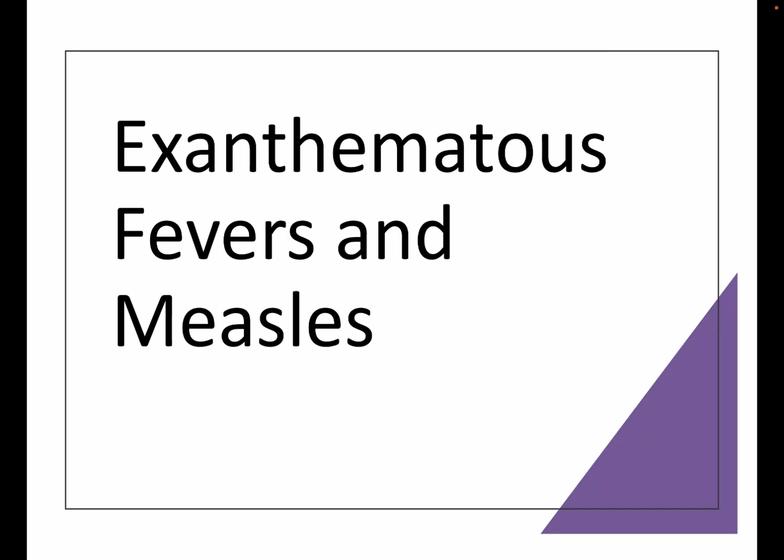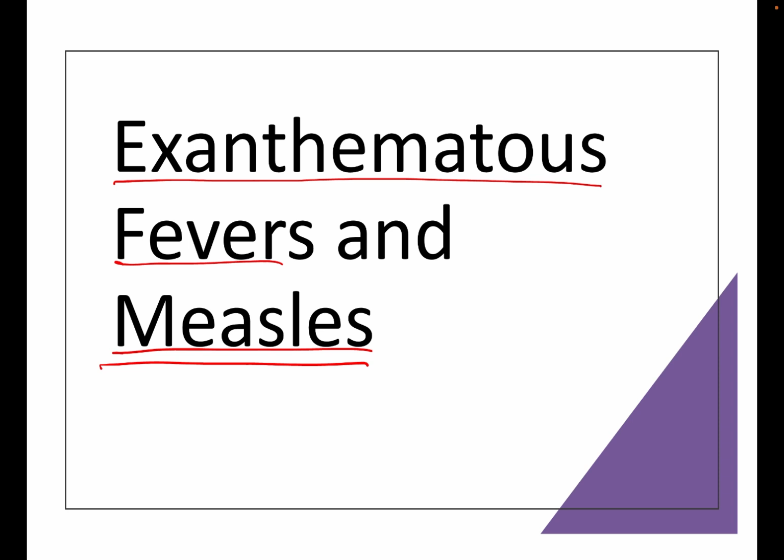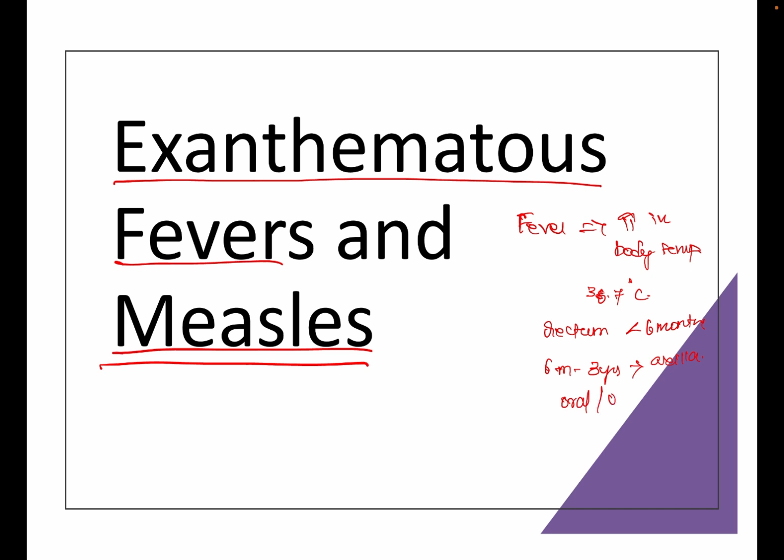Hello everyone. Today we will be discussing exanthematous fever and measles in particular. So as you all know, fever is an increase in body temperature. In case of children, that is any increase in body temperature beyond 36.7 degrees Celsius, usually taken in the rectum in case of children less than 6 months. In case of children between 6 months to 3 years, we will take it in the axilla, and depending upon the maturity of the children, beyond that we can take it either orally or in the axilla.